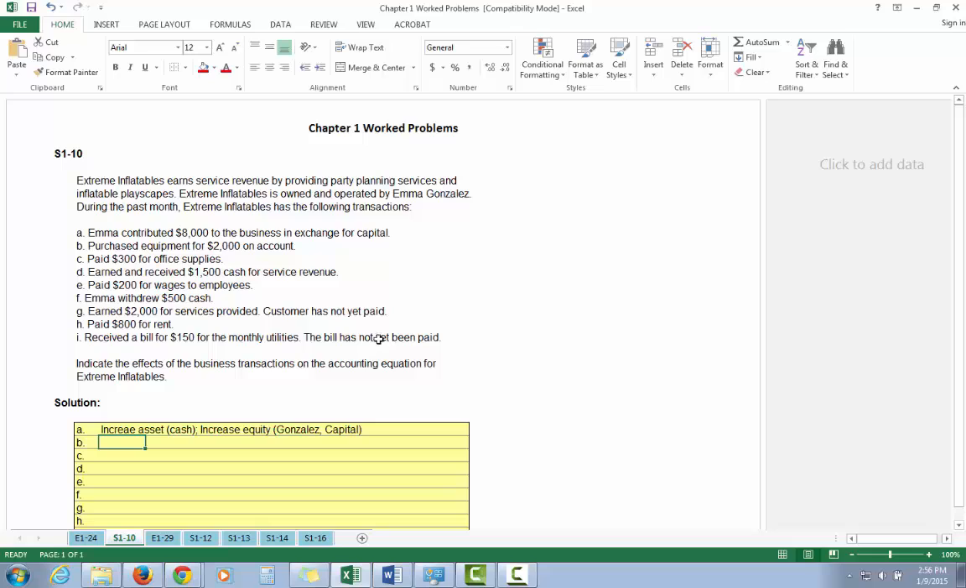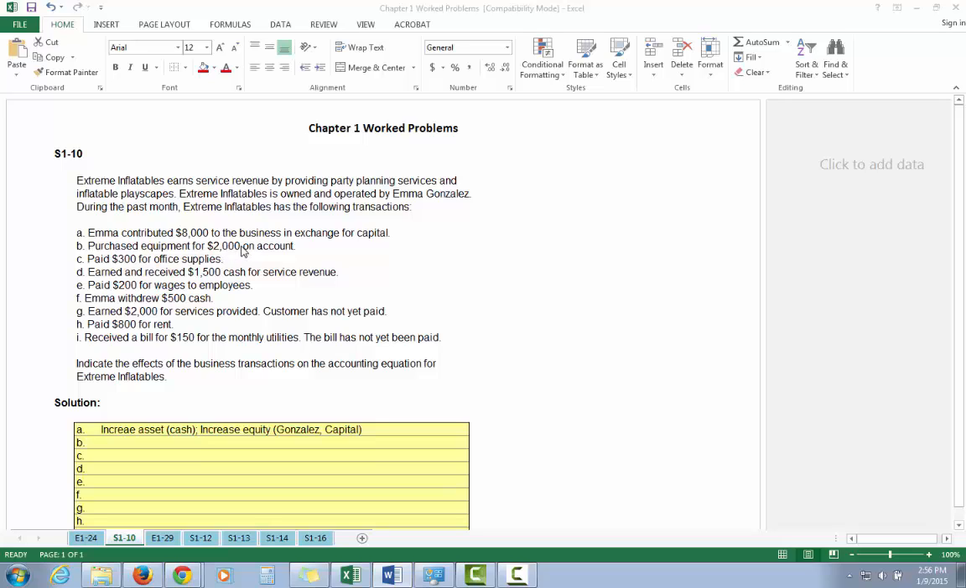All right, so let's look at B. It says we purchased equipment for $2,000 on account. All right, so we purchased equipment for $2,000 on account. Anytime you see on account, this is going to be something that we're going to pay later. So if it's anything we're going to have to pay, think of a credit card or a loan. So this is going to be a liability.